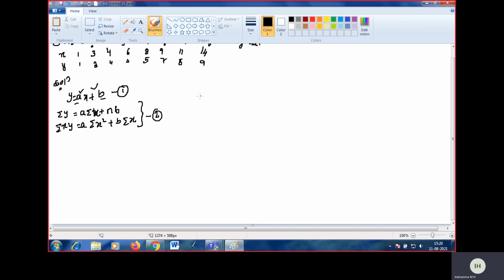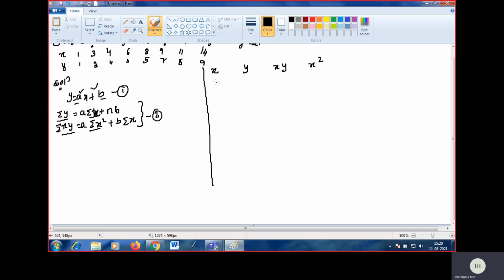Okay. Now to find the value for a and b from these two equations, we have to find out summation of y, summation of x, summation of xy, summation of x square. So that we can obtain by the table. So the table consisting of x, y, xy. So then what I want? X square I need. Okay, these values I need from the table to substitute here to find a and b.